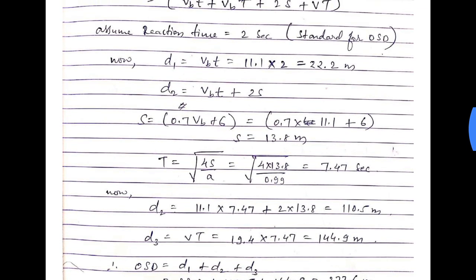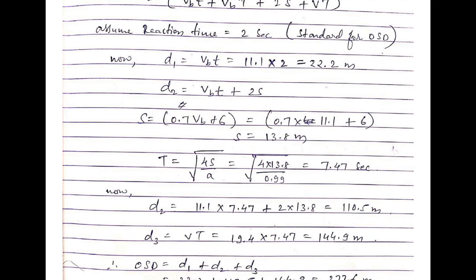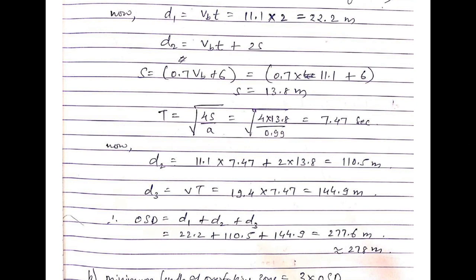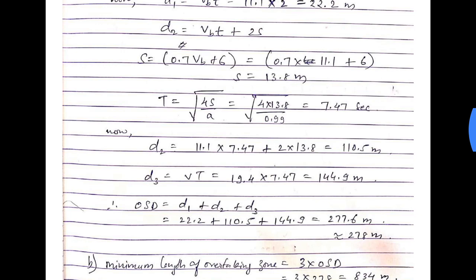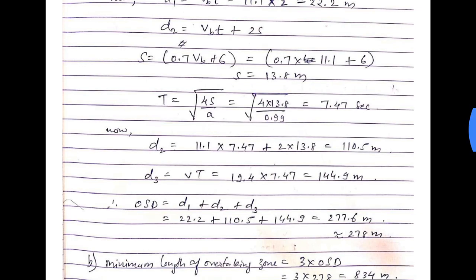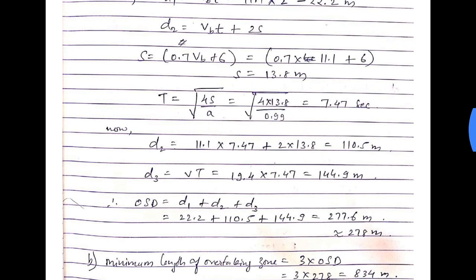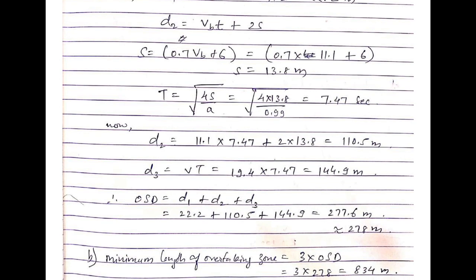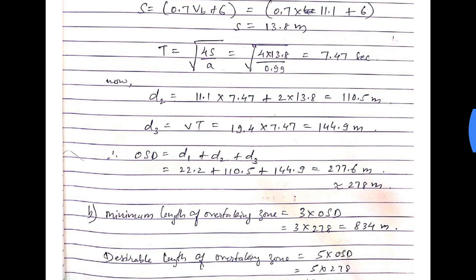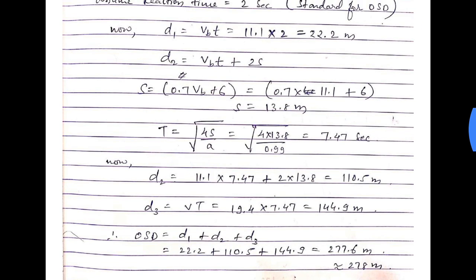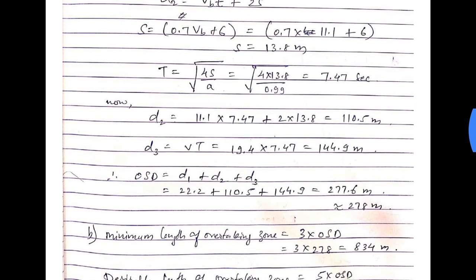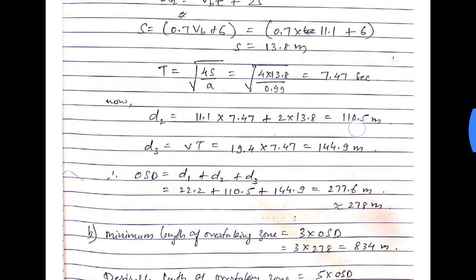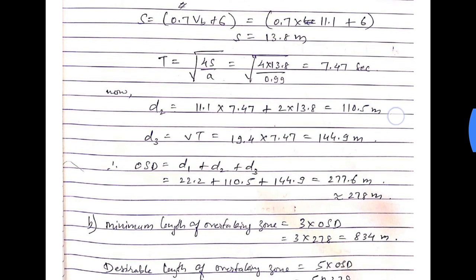Now there's one more term, capital T. The formula is given as root of 4s by a. We just found the value of s, we substitute it here and we know the value of a, that is acceleration, given in the question as 0.99 meter per second square. Solving this we get 7.47 seconds. Now we can substitute the values of s and T and find D2. It would be 11.1 into 7.47 plus 2 into 13.8. Value of D2 is 10.5 meters.